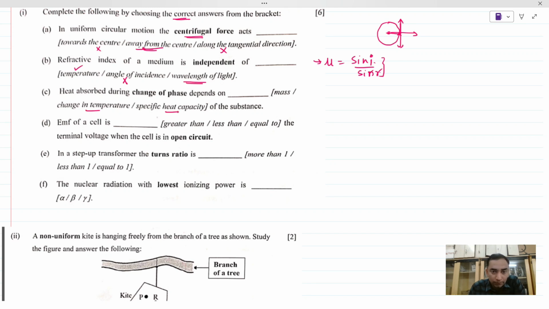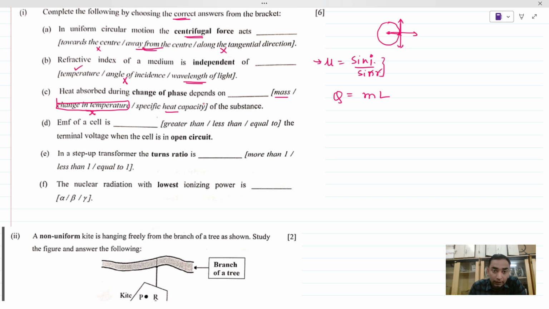Okay, heat absorbed during change of phase depends upon change in temperature, specific heat capacity, mass. So basically during the change of state, Q is equal to mL is what we use. So I got the answer. Change in temperature is incorrect because during the state change, the temperature remains constant, right?